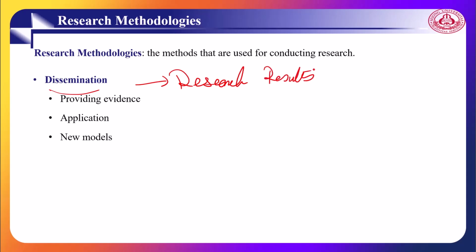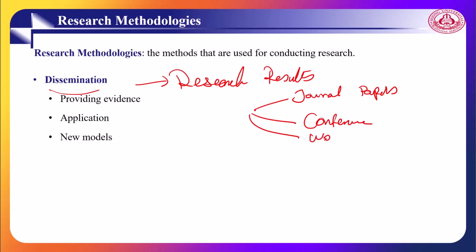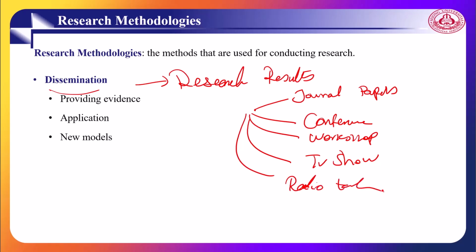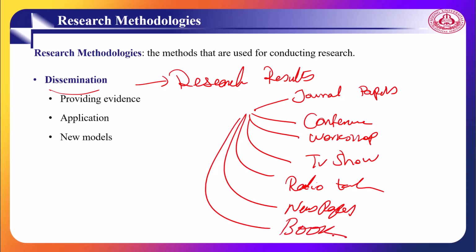You have carried on successfully a research. Now you want to share it with others, your results. For example, you can publish, right? You can publish journal papers. You can present in a conference. You can present it in a workshop. You can go for TV show. You can go for a radio talk. Right? You can go for newspapers. You can go for books. Or you can go for online platforms. Right? So you can do it. You can share it with others.